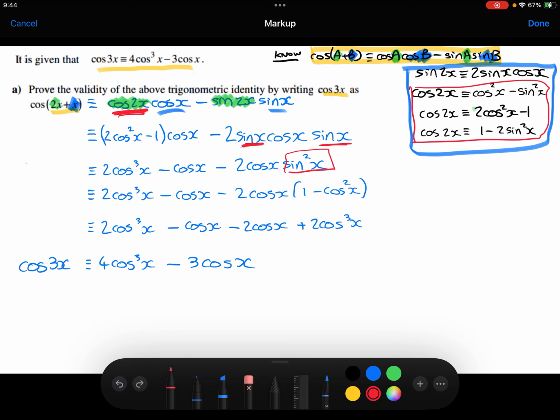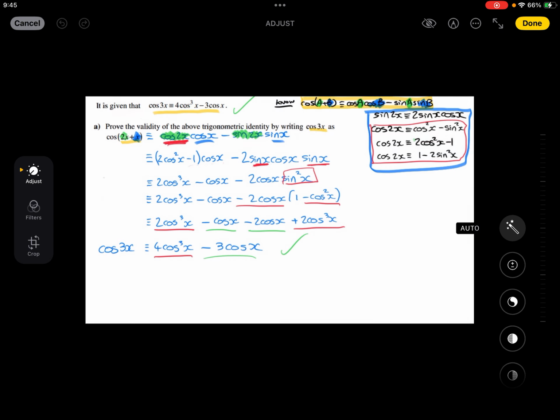I've then multiplied those brackets out. So the minus 2 cos x times 1 is minus 2 cos x. The minus 2 cos x times minus cos squared x is a positive 2 cos cubed x, which I've then grouped together with the other 2 cos cubed x to get 4 cos cubed x. And I've got the minus cos x minus 2 cos x, which is minus 3 cos x. And as you can see, we have proved that identity. So that's part A done. Moving on to part B.